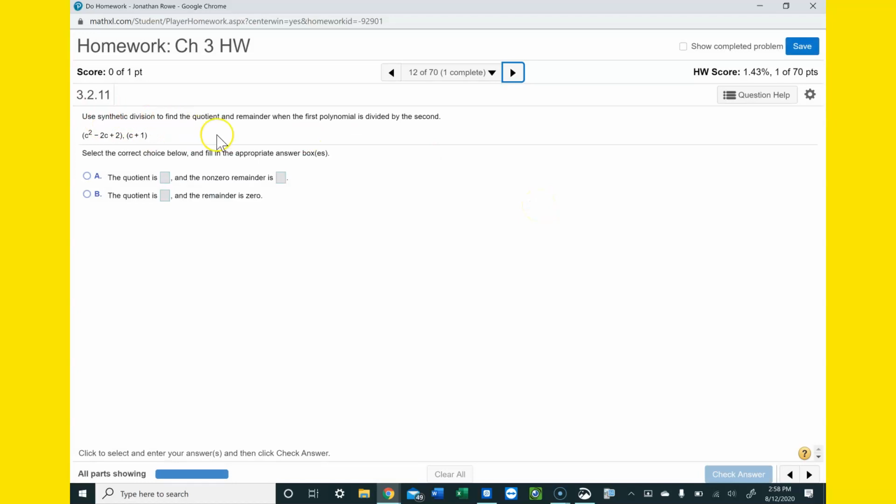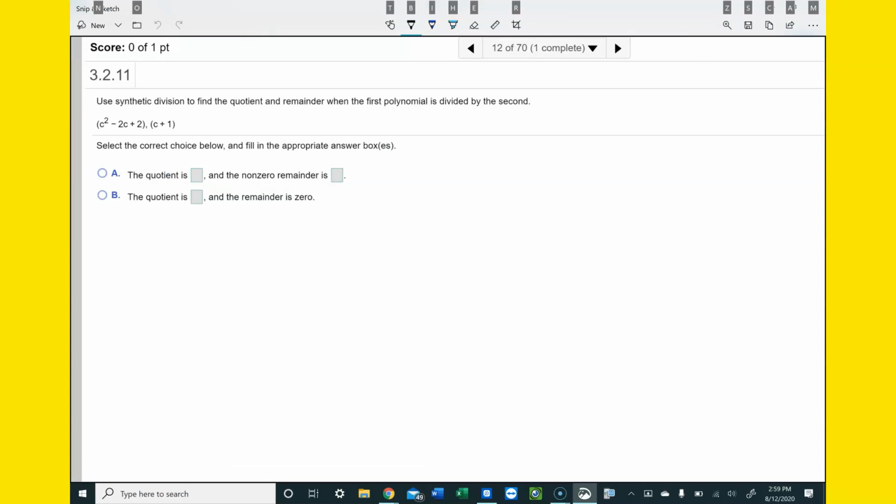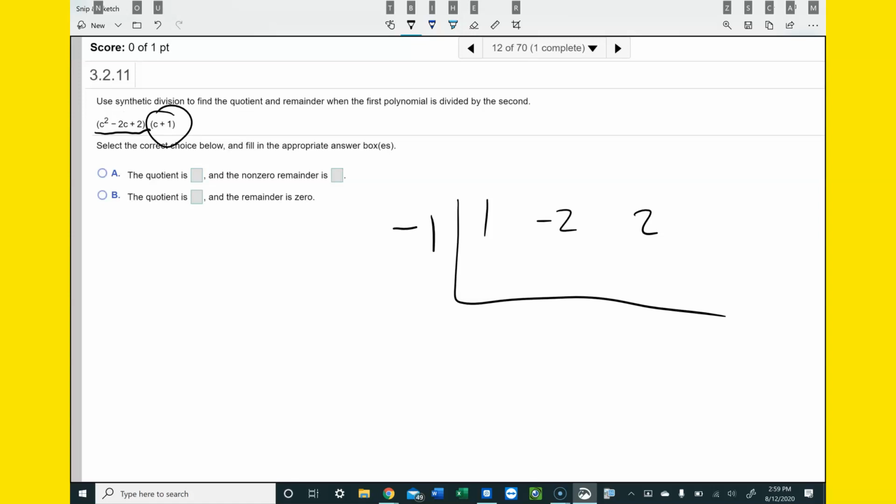Again, use synthetic division to find the quotient and remainder when the first polynomial is divided by the second. So let's go through this as another example. We put the coefficients in a box. That's going to be 1, negative 2, and 2. I did not need any placeholders because it walked down by 1 every time: c to the second, c to the first, c to the 0. And here I'm going to put negative 1 outside the box because that's what I would get if I set it equal to 0 and solved it.